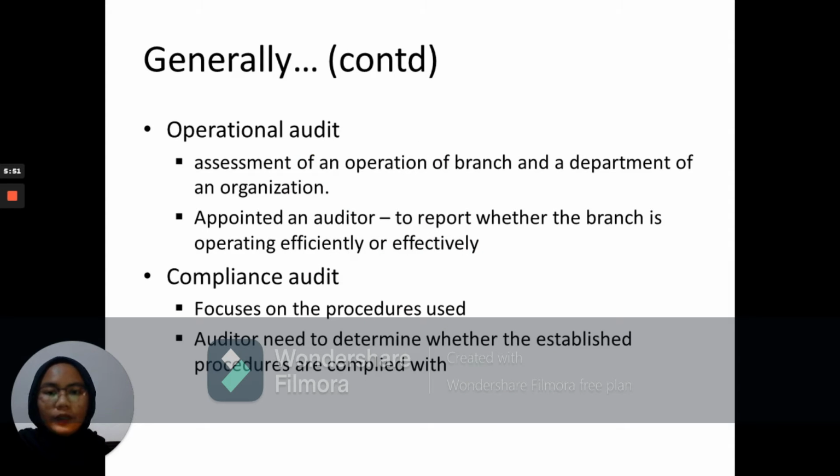Lastly, there are two types of audit that an internal auditor can be requested to do, which are operational audit and compliance audit. Operational audit is an assessment of the operation of a branch or department of the organization. They will appoint an auditor to report whether the branch is operating effectively and efficiently. Next is compliance audit. It focuses on the procedures used, and the auditor needs to determine whether the established procedures such as purchases, accounting, finance, and cash management are compliant.